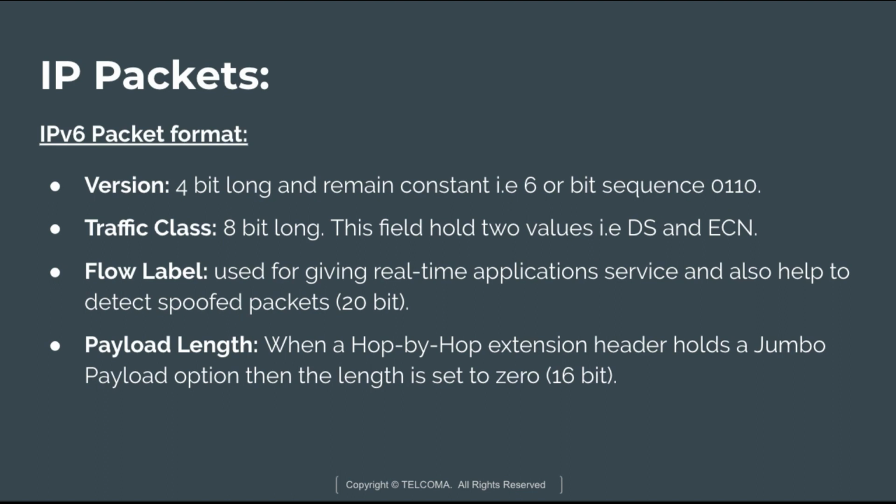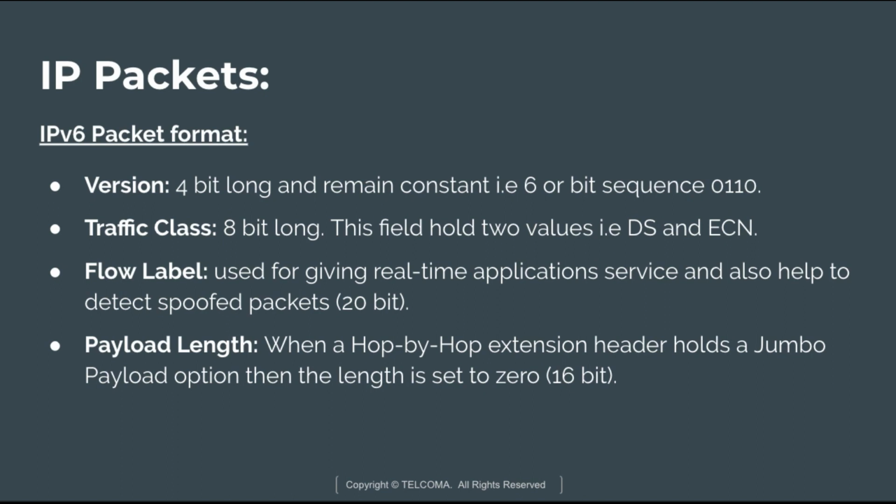Next is traffic class. This field is 8-bit long and this field holds two values, that is DS and ECN. Here the 6 most significant bits hold the differentiated services field, that is DS field, which is used to classify the packets. Whereas ECN, here the remaining 2 bits are used for explicit congestion notification, and it gives the information about traffic in the route by defining congestion control and non-congestion control traffic.